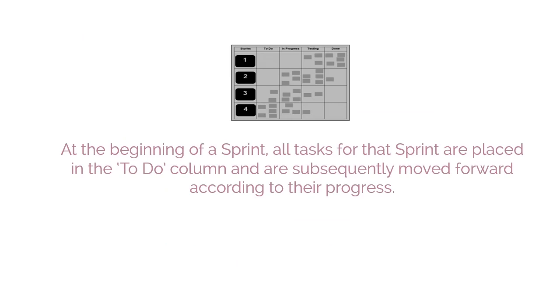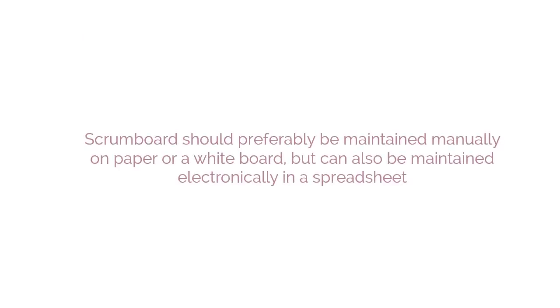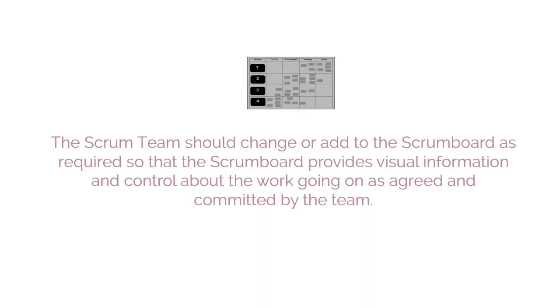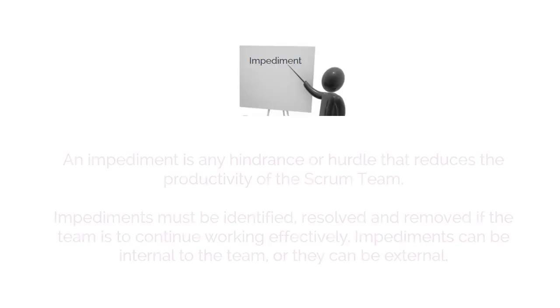At the beginning of a sprint, all tasks for that sprint are placed in the to-do column and are subsequently moved forward according to their progress. Furthermore, the Scrum Board should preferably be maintained manually on paper or a whiteboard, but can also be maintained electronically in a spreadsheet. The Scrum team should change or add to the Scrum Board as required so that the Scrum Board provides visual information and control about the work going on as agreed and committed by the team.